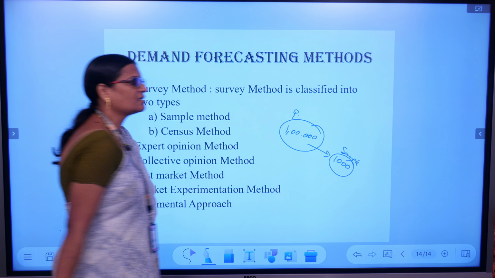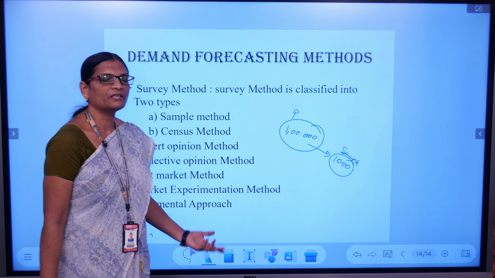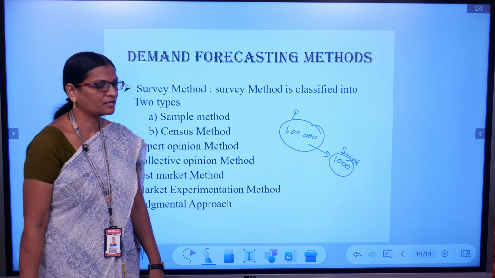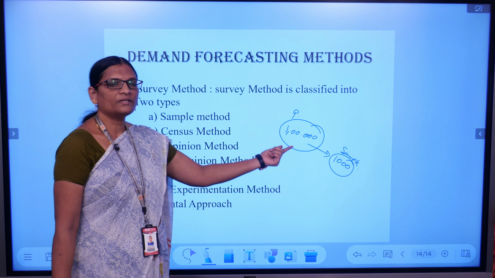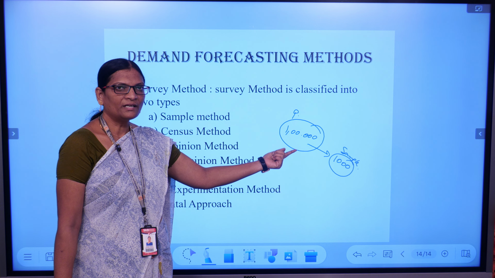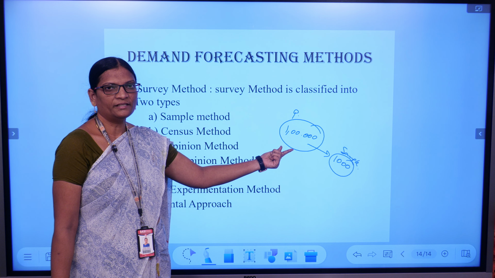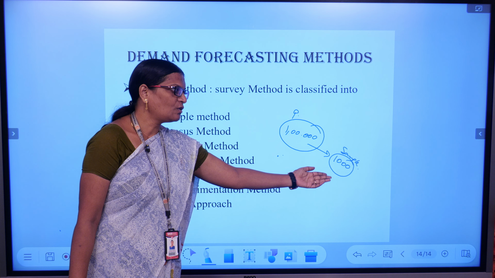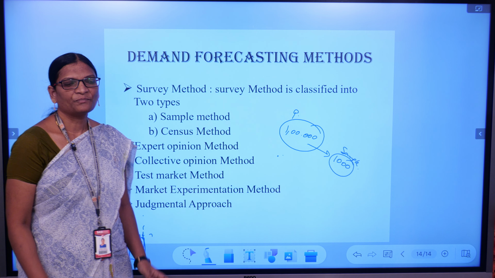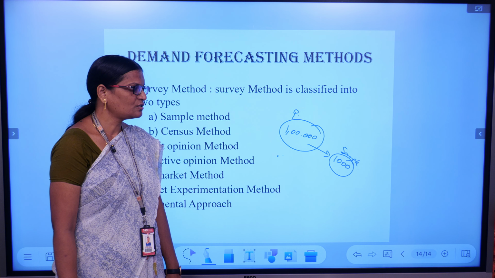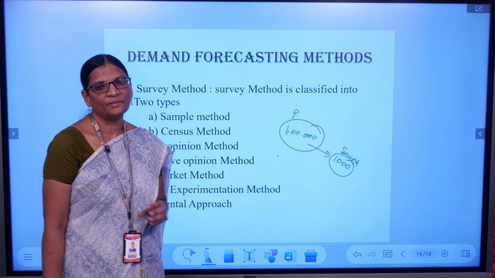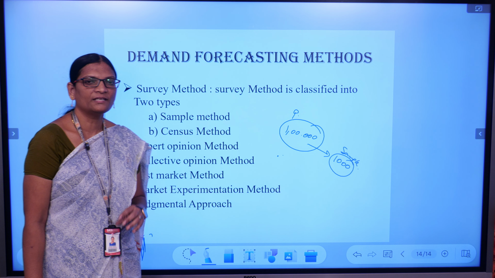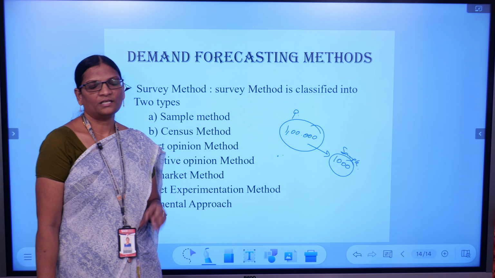We may use any one of the techniques for the survey method. If possible, we can go with the total population, but it may take some time and it may be an expensive method. If we go with the sample method, it will be feasible for the organization. They may select one particular sample, one portion of the total population, and cover that sample only.